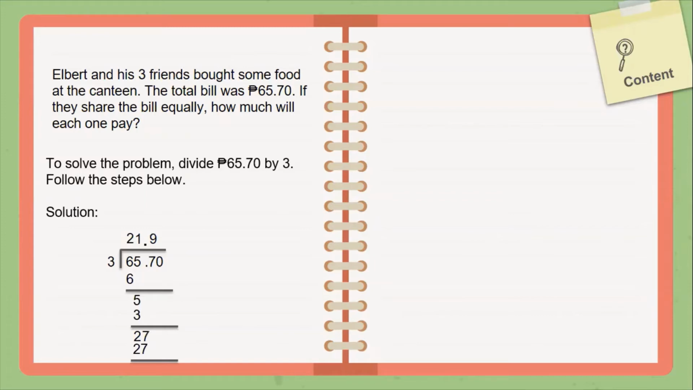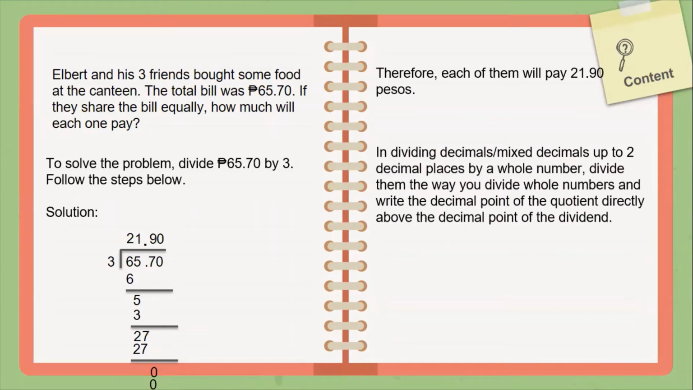So we still have 0 to bring down. Bring down 0. 0 divided by 3 is 0. 0 times 3 is 0. And 0 minus 0 is 0. So for our final answer, each of them will pay 21 pesos and 90 centavos. So here are the things that we need to keep in mind when we divide. In dividing decimals or mixed decimals up to 2 decimal places by a whole number, divide them the way you divide whole numbers and write the decimal point of the quotient directly above the decimal point of our dividend.